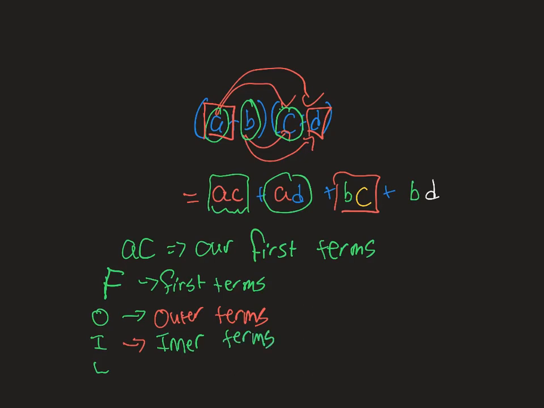And finally, we have BD, a bad day. So when you have a bad day, we realize we are at the last part of our day. And that is why L is our last terms. So every time you do a binomial distribution, you should end up with 4 separate terms before you collect like terms, which are the first terms, the outer terms, the inner terms, and finally the last terms. So that is binomial distribution.